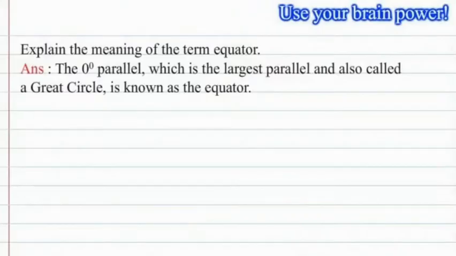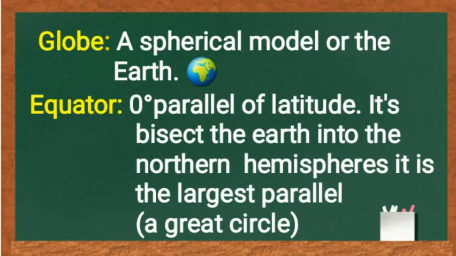Explain the meaning of the term equator. The 0 degree parallel, which is the largest parallel and also called the great circle, is known as the equator. Students, do you know the meaning of globe? A spherical model of the earth is known as a globe. Equator, 0 degree parallel of latitude. It bisects the earth into the northern and southern hemispheres. It is the largest parallel. It is also known as a great circle.